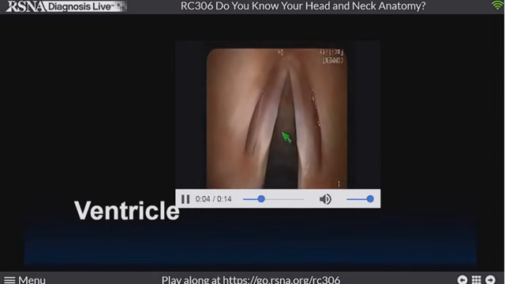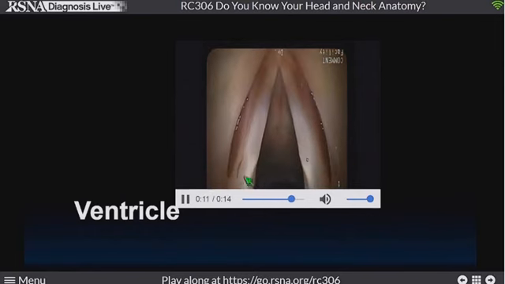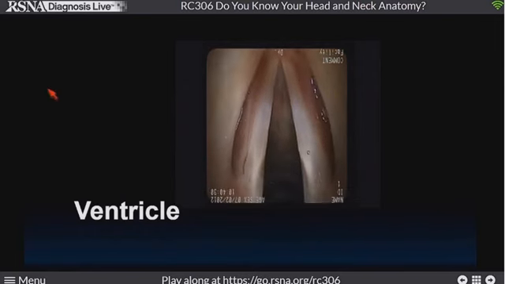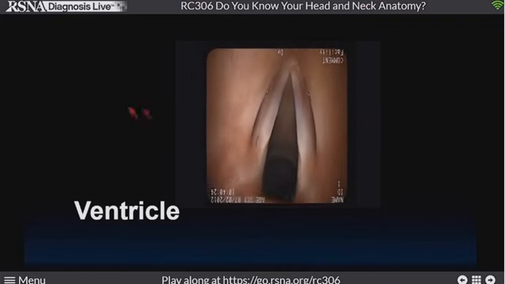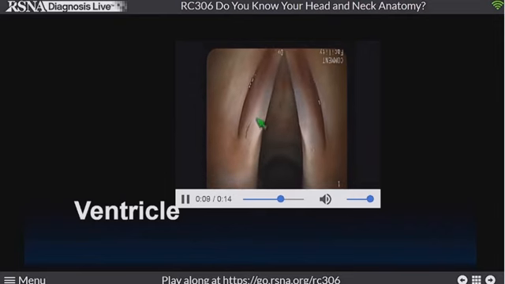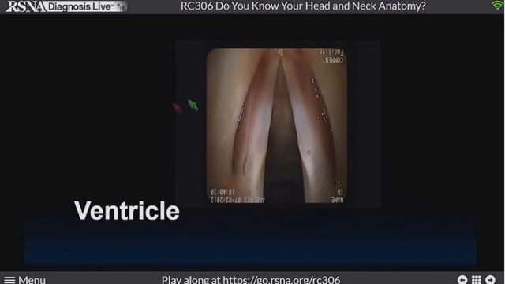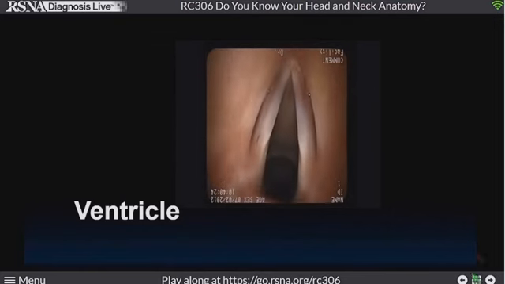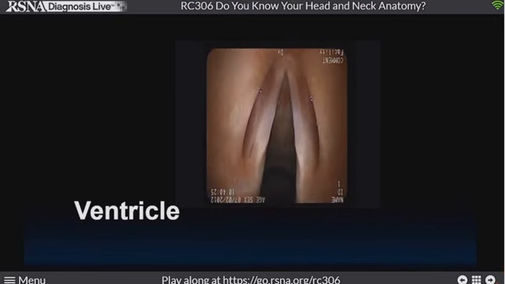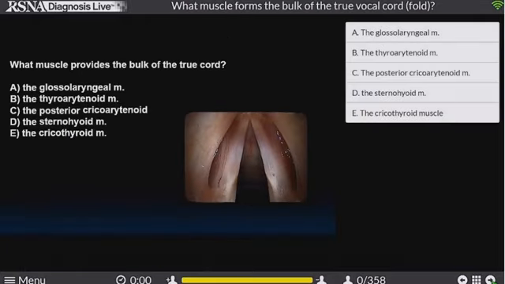They can actually take an endoscope, go down and look laterally into the ventricle. You have the anterior commissure up here. You can actually see the arytenoids in the back wiggling a little bit, and we'll get to that. But here, notice the true chord has some significant bulk. It isn't just a thin wire. And so the next question is going to be, what muscle is it that is going to make up the bulk of the true chord? So what muscle gives you that bulk?